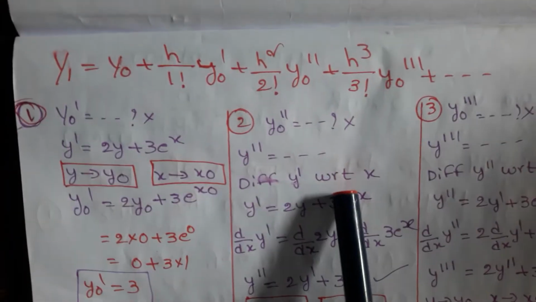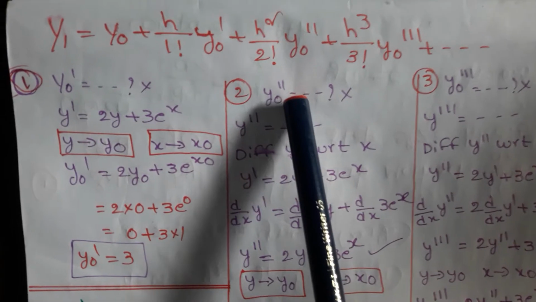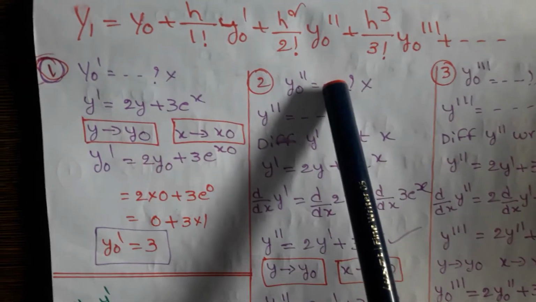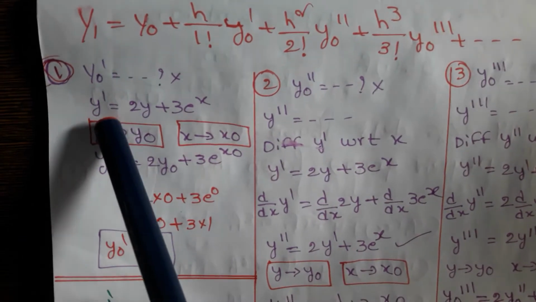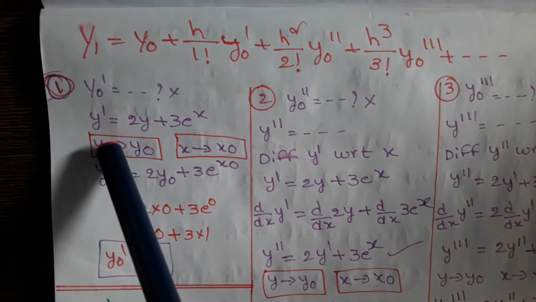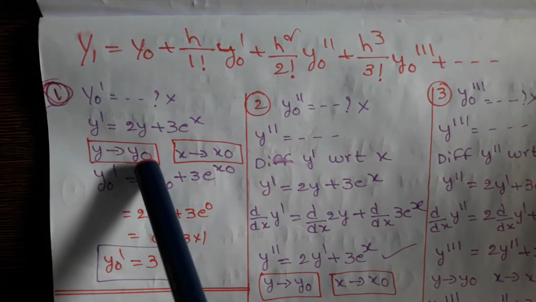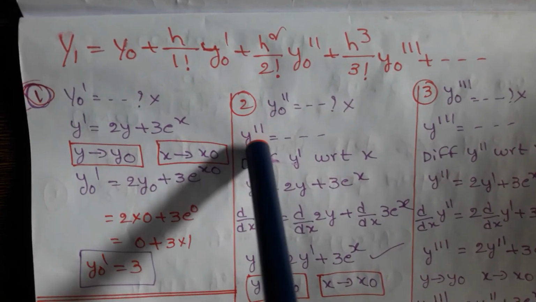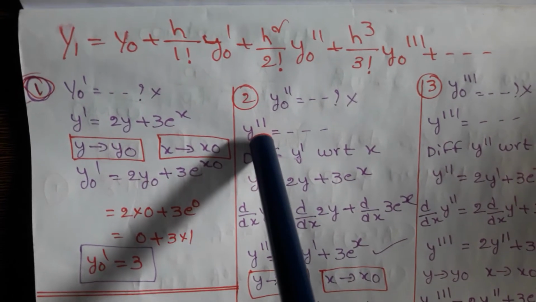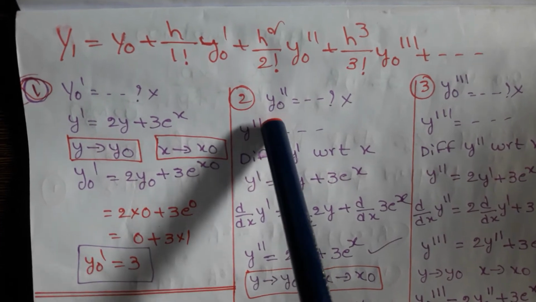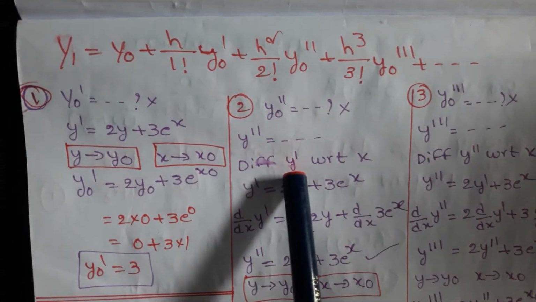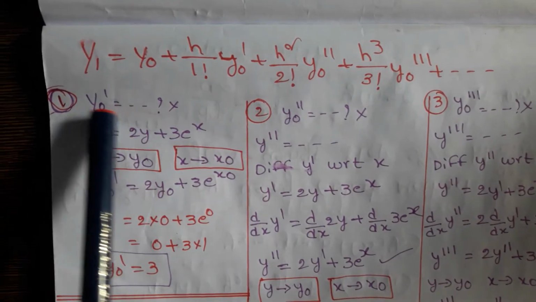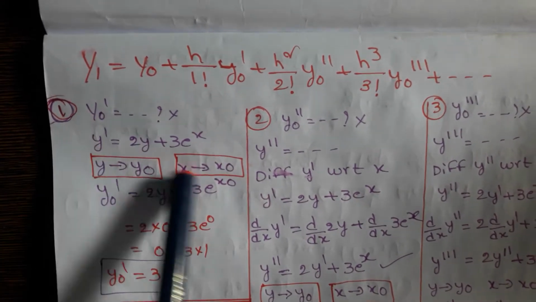And here we need to find y0 double dash. To find y0 double dash, first of all we need y double dash. Here we have y dash, so that's why we kept it here in place of y0. But actually we don't know y double dash. To find y double dash, we need to differentiate y dash with respect to x. Y dash means this, so this is what we have in the question.